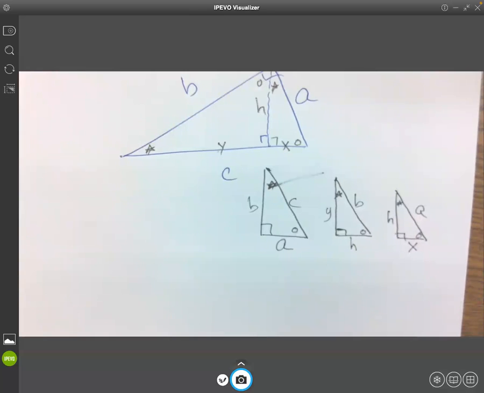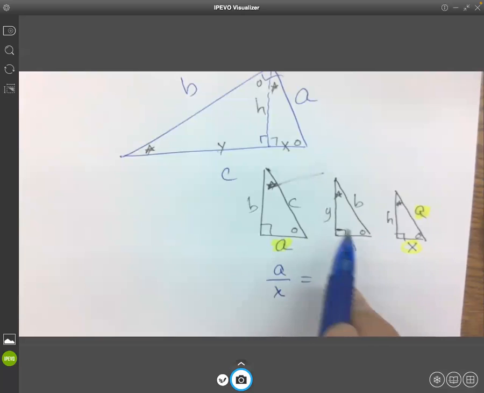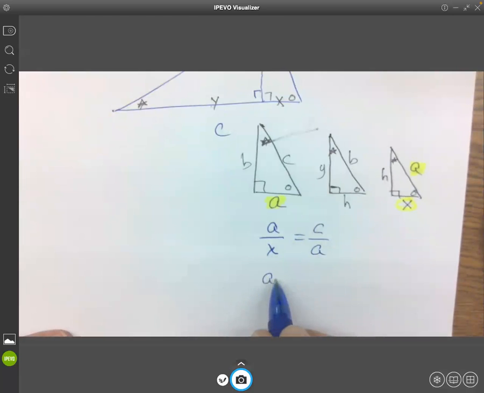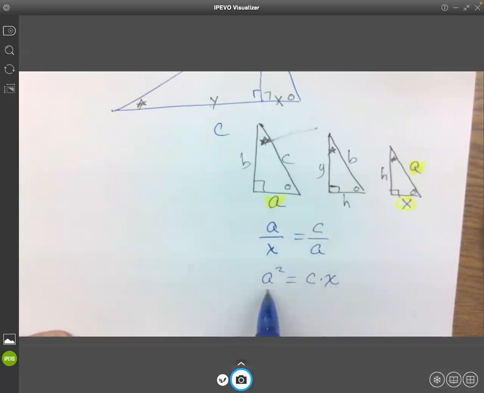So I'm going to say that I want to solve for A. And I see there's another A over here, so I'm going to use those. I'm going to say that this A is to X as what? As C is to A. You guys all buy that? All right, now I'm going to cross multiply, and I get A squared equals C times X. And then I'm square rooting both sides to solve, and I get that A is the square root of C times X. Okay, let's just leave that alone for a moment.